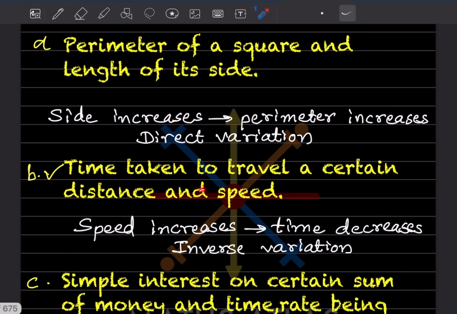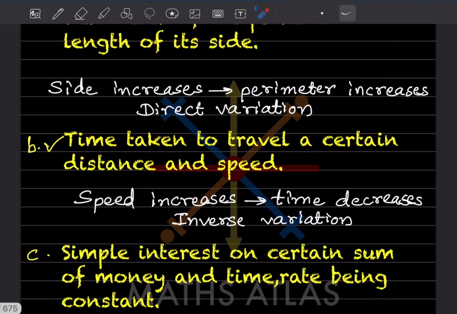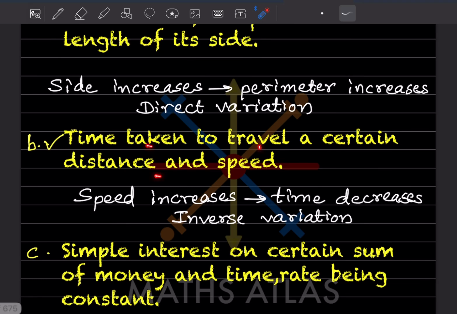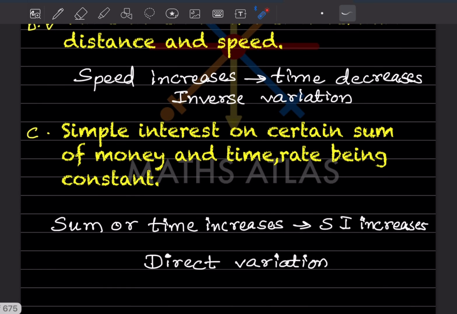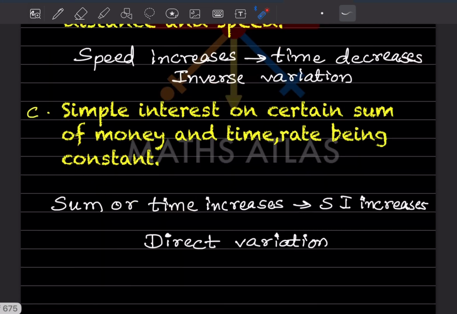We want the inverse one. Here, time taken to travel a certain distance and speed. Speed increases means the time decreases. One should increase and the other should decrease, or vice versa. So this is going to be the inverse variation. Simple interest on a certain sum of money and time, rate being constant. As time increases, the simple interest increases. Both increase, so that is a direct one. We want the inverse one. So B is the correct option.